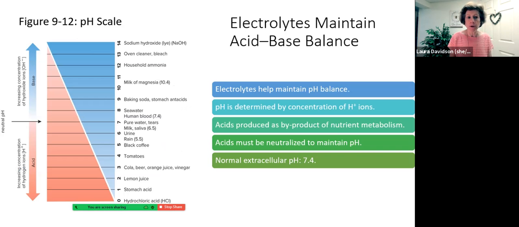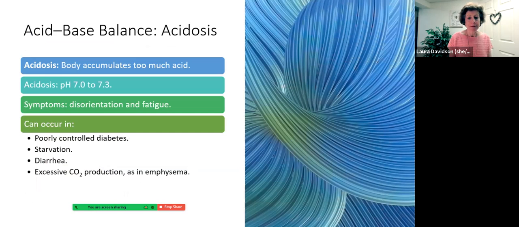Electrolytes are important also for maintaining pH where it should be. A normal extracellular pH is 7.4. We will talk about buffers shortly, but electrolytes do aid in maintenance of this acid-base balance. When pH is off, in either direction, this can be very, very dangerous.